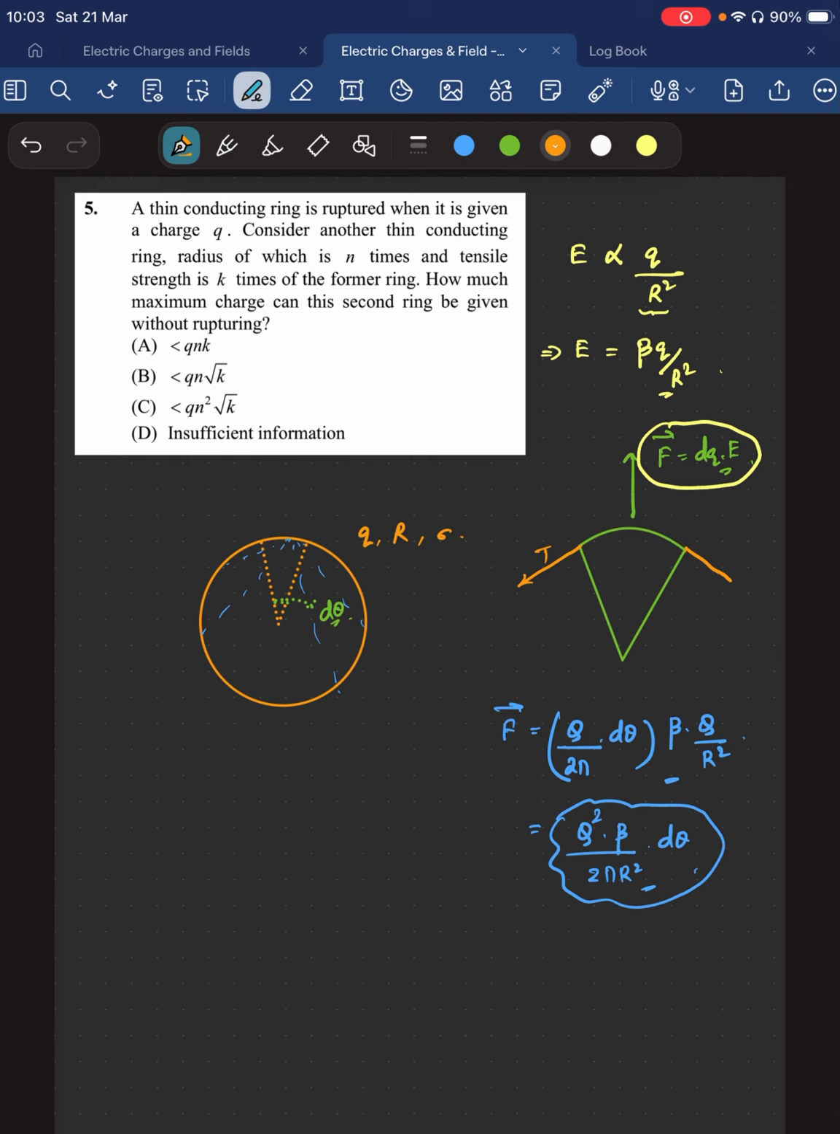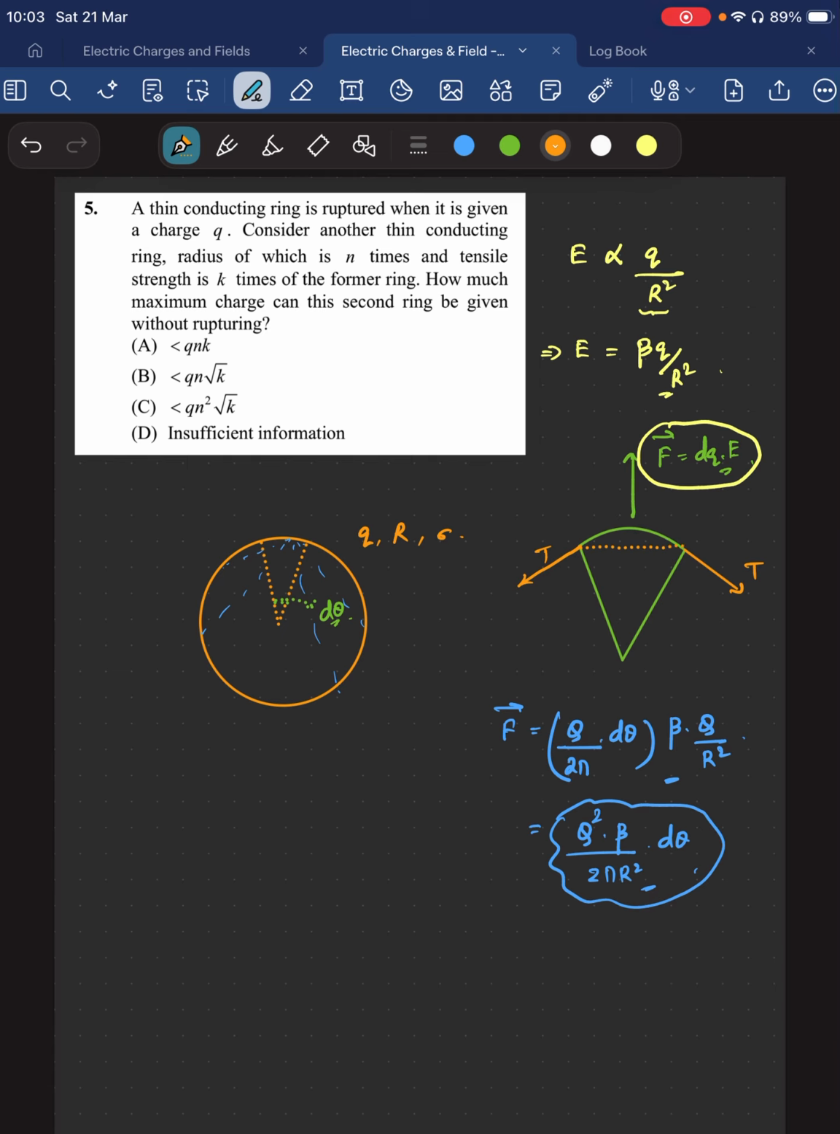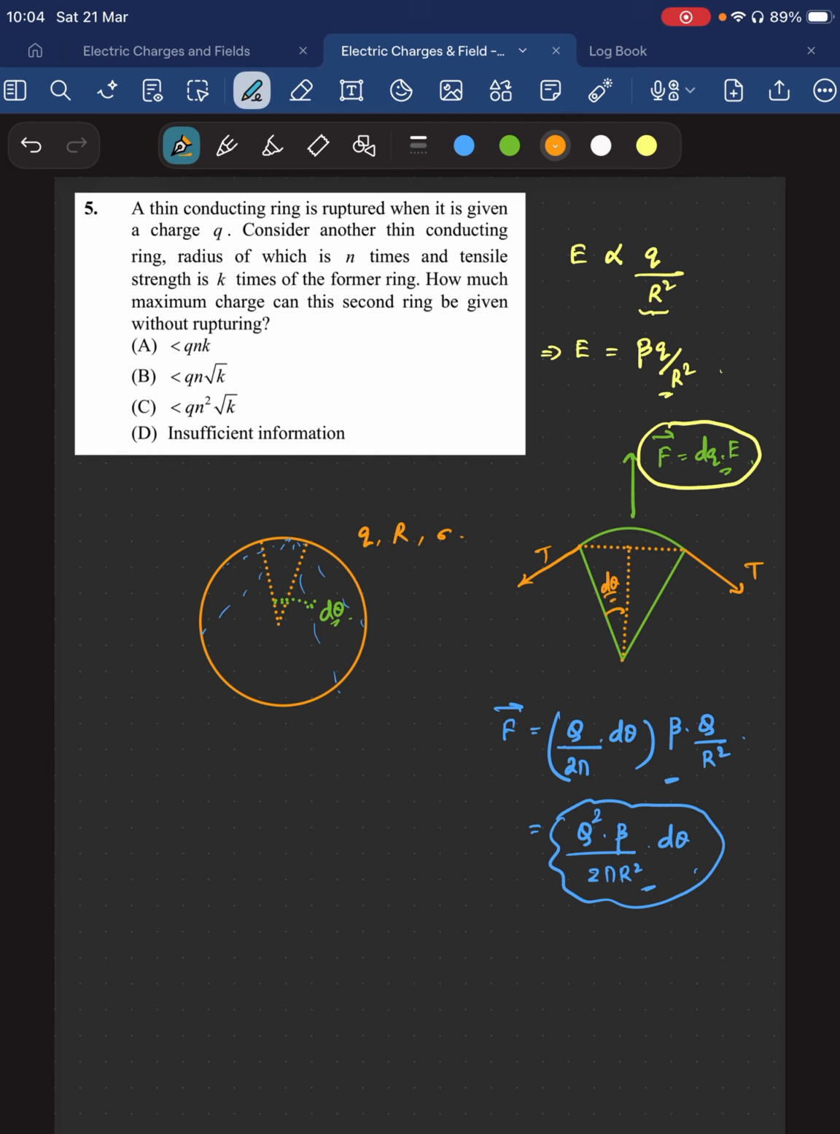And this tension force is what we're relating to tensile strength, right? Okay, so let's get a relation between the repulsive force and the tension over here. Let me draw a chord. We know this angle is d theta, so half of this angle will be d theta by 2, which means this angle will also be d theta by 2.